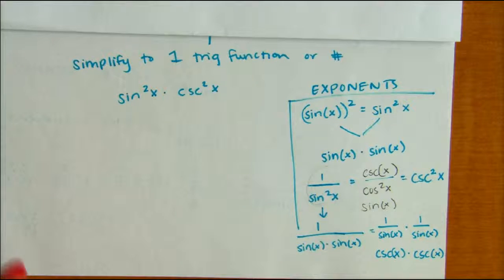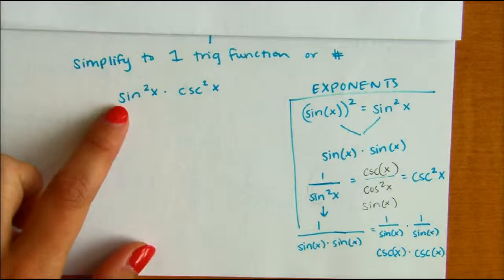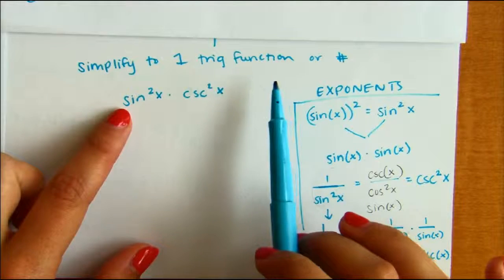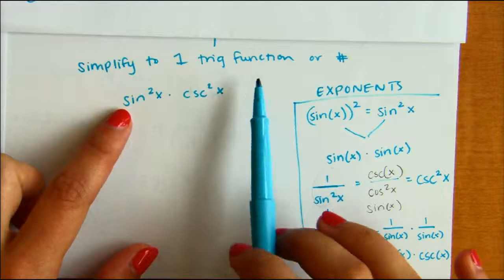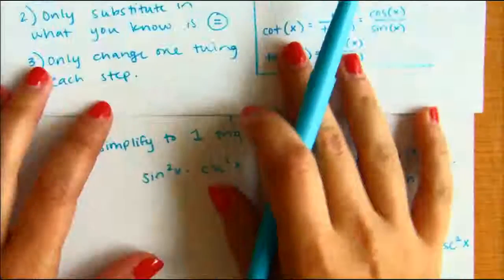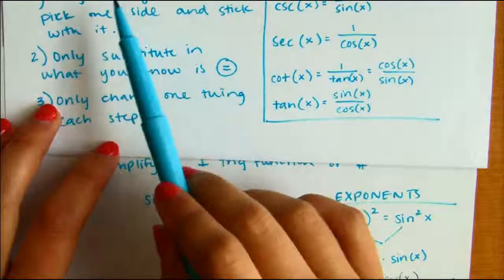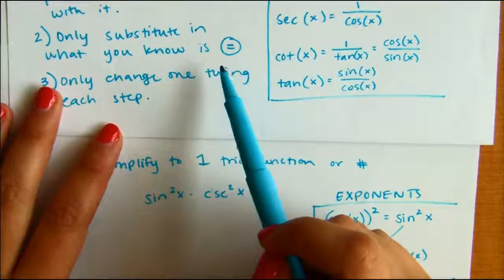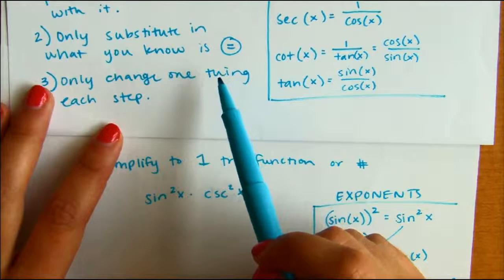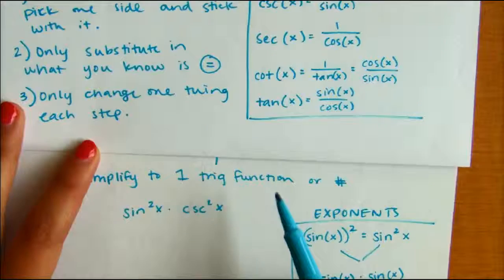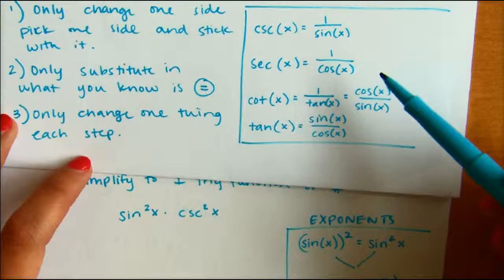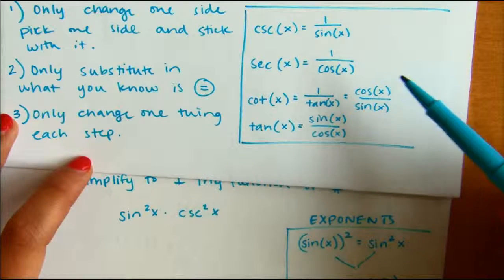So let's think about this question up here. I'm asking you to simplify to 1 trig function or to some number. This time we actually don't have that 2 sides thing to stick with, but the other 2 rules still apply. You want to substitute in what you know is equal, and you're only going to change 1 thing each step. So looking at this expression, what could I substitute in for either sine squared or for cosecant squared?